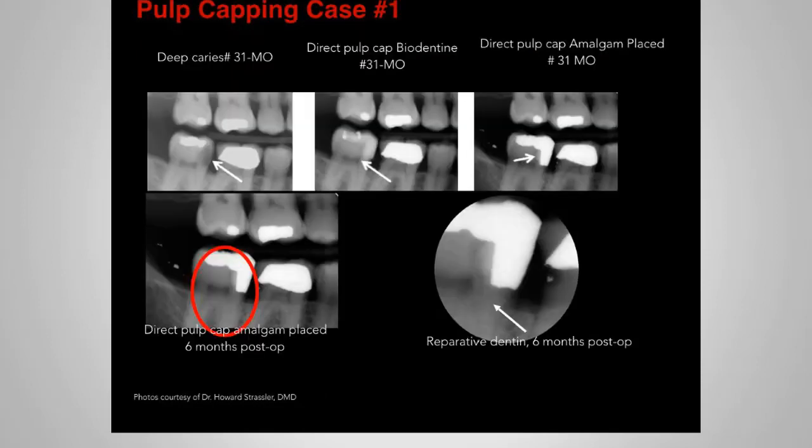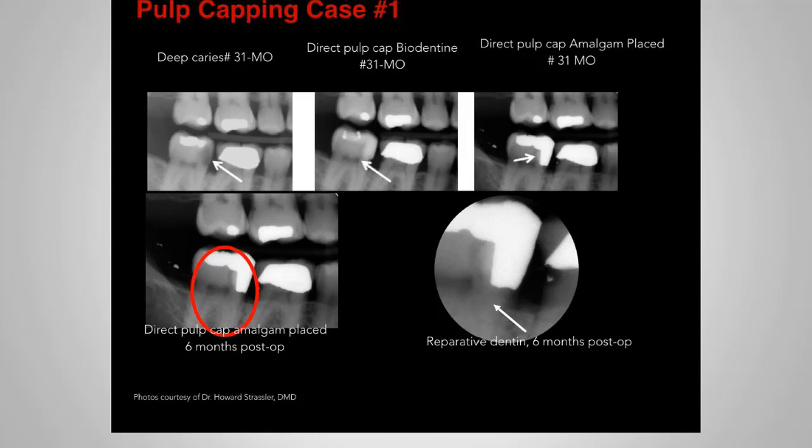All right, here's another one. So let's look at this case. You've got the lower right first molar. It's got big interproximal decay, and what we see here is that with a direct pulp cap using MTA, we start to see that remineralization process.